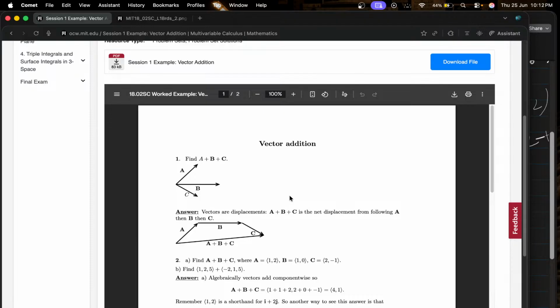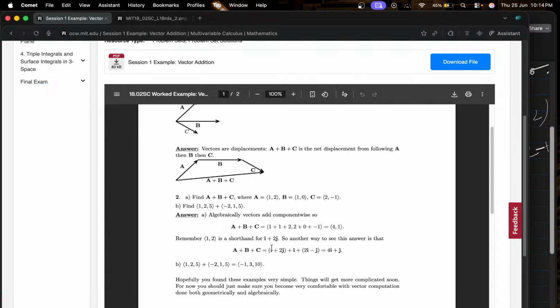So remember, 1 comma 2 is shorthand for i plus j axis, for the i axis plus 2j. So another way to say it is, here the unit is 1, here the unit is 2. Where this 1 i came from, I have no clue. Okay, I have to solve the question first. There are two questions, I believe.